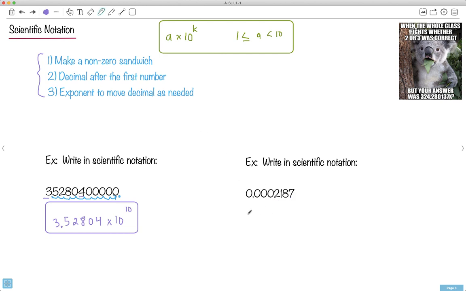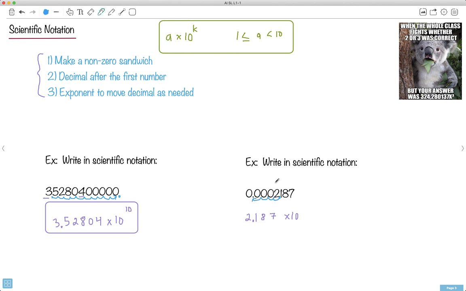So I'm going to write down 2187. I include everything in between the 2 and the 7. Okay, then I put the decimal after the first number. Boom. I write times 10 to the power of something. And where did I put my decimal? Well, I artificially put it here. It's really here. So here I have to go to the left by 1, 2, 3, 4.